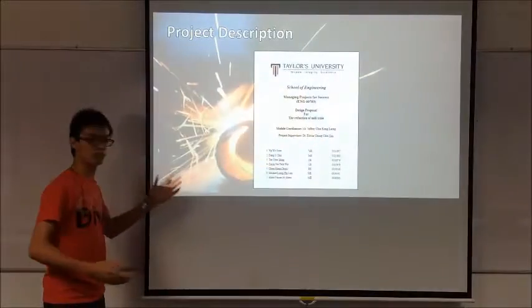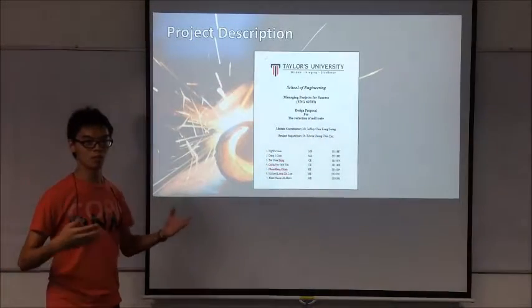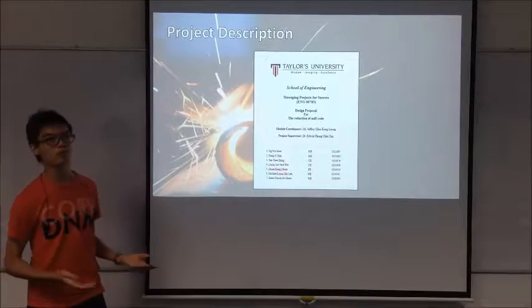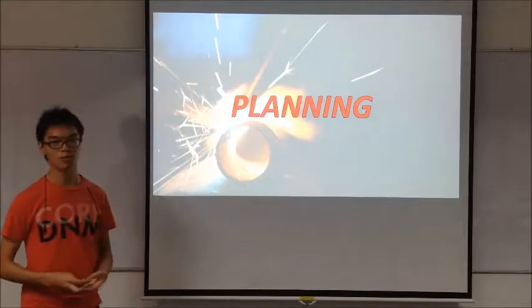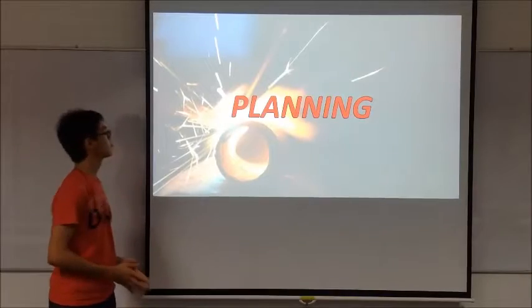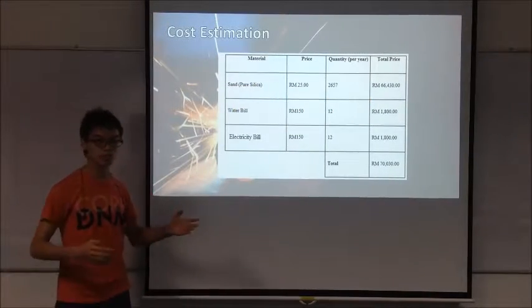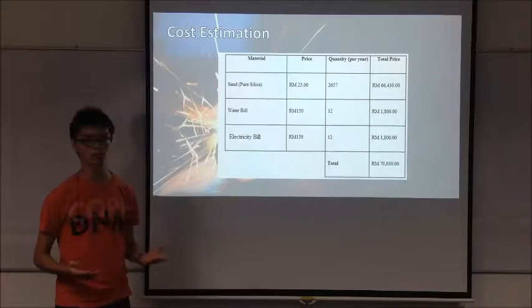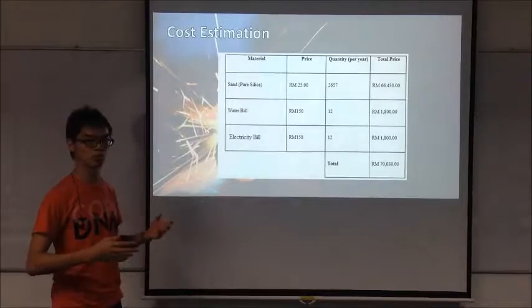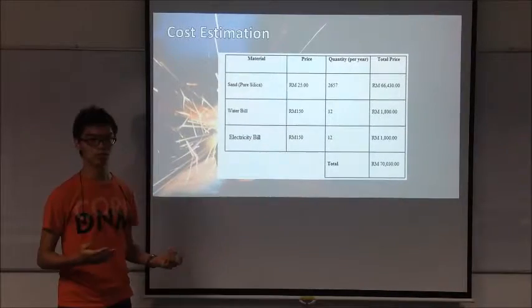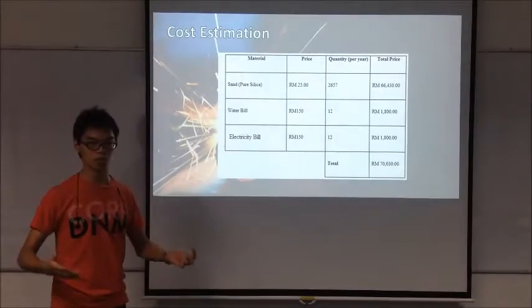So with all these things listed down, we have drafted our proposal and pitched it to our supervisor for approval. Now, I'm going to talk about the planning phase. This is the cost estimation details. The silica sand will cost around 6,000, and the water and electricity bill is around 3,000. So in total, we need around 70,000 per year to operate our plant.